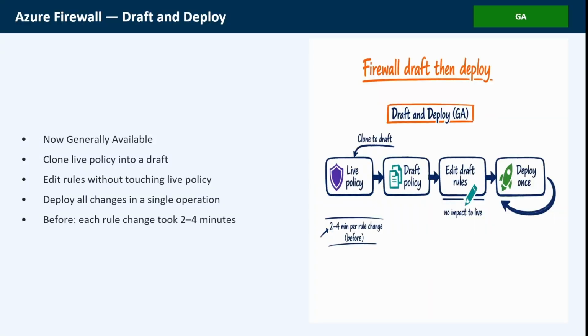Draft and deploy on Azure Firewall is GA. The way it works is I clone my policy into a draft, I make the changes without touching the live policy, then I deploy once. That matters because before, at the time of recording, each rule change could take 2 to 4 minutes, and that's painful when I'm doing multiple edits.